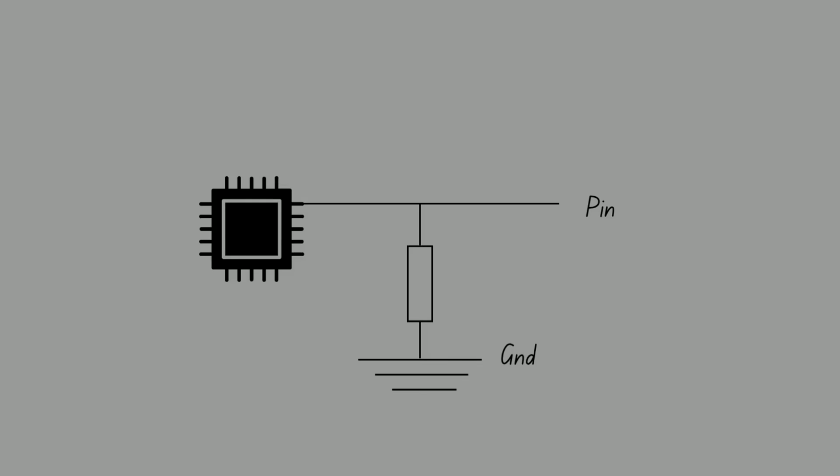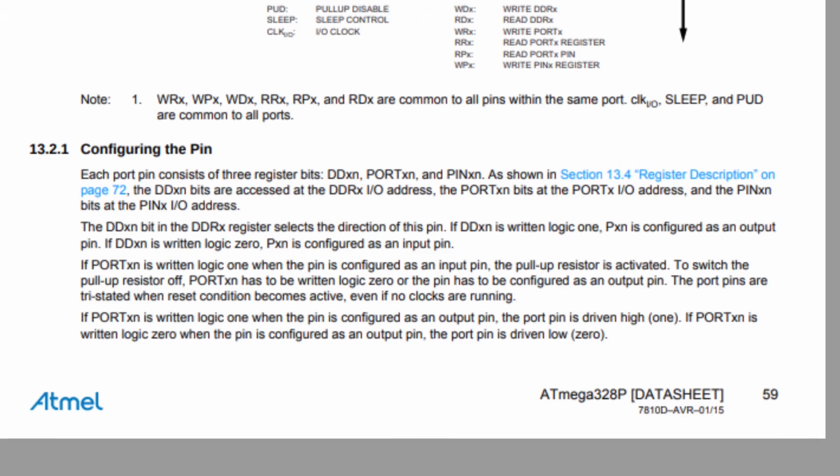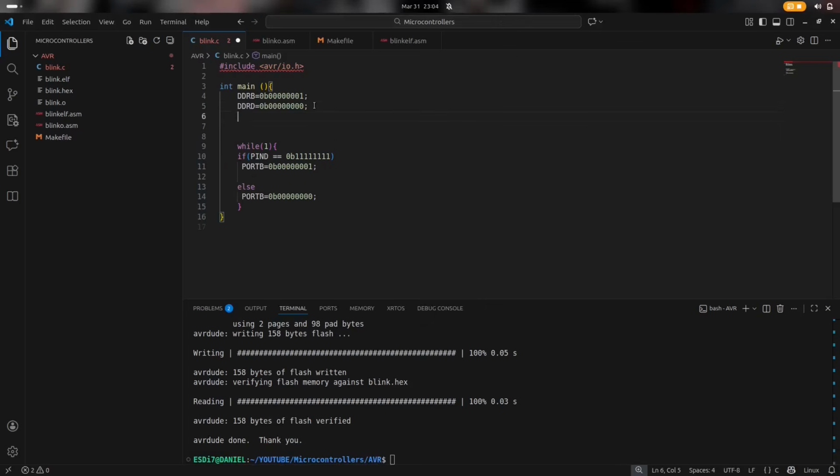Fortunately, the Atmega 328P microcontroller provides internal pull-up resistors on every port pin. When a pin is configured as input, writing a 1 to the corresponding bit in the port register enables the internal pull-up resistor. This saves us from adding external resistors to most input pins. So after configuring all the pins of port D as inputs using the data direction register, we enable the internal pull-ups by writing 1s to the port D register.